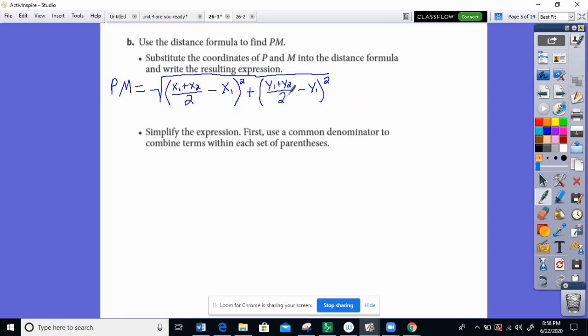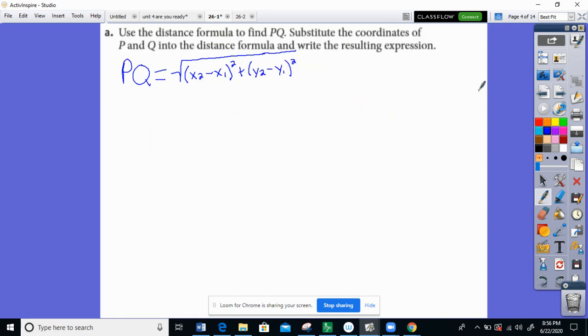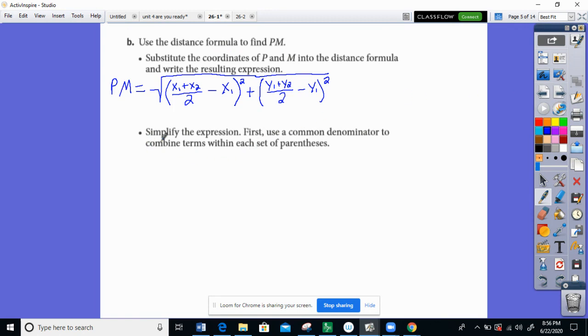Okay, so somehow or another, this expression is supposed to be half of this expression. Well, I can't see that right away, so in order to prove that, we need to simplify this expression. It says first, use a common denominator to combine terms within each set of parentheses. Right now, we've got a denominator of 2 here, so we need a denominator of 2 for this x1 term, and the same thing for these y terms. So the common denominator that we're going to go for is 2.